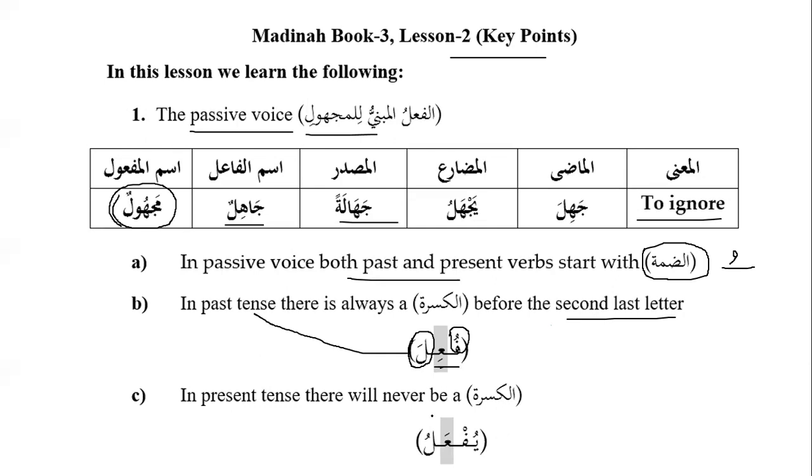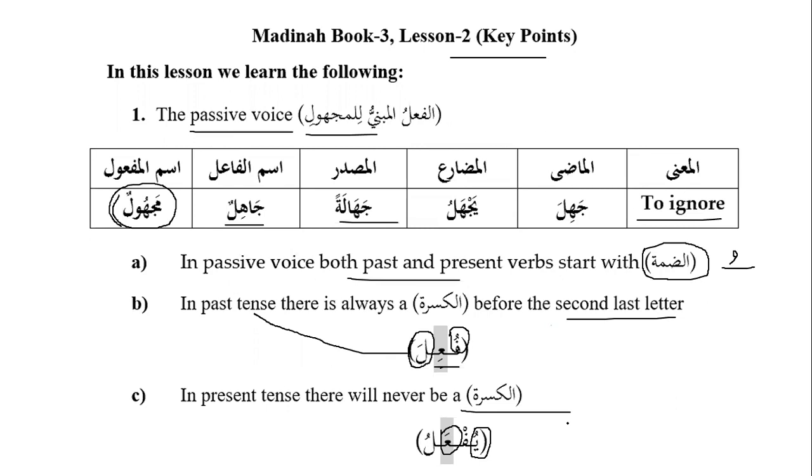In the present tense, there will never be a kasra. Whatever form of the verb it is, whether it is form number 1, 2, 3, 10, whatever, you will never ever see a kasra in that. So instead of saying that the second last letter has fatha, we can make it simpler and say that it starts with dhamma and it will never ever have a kasra.